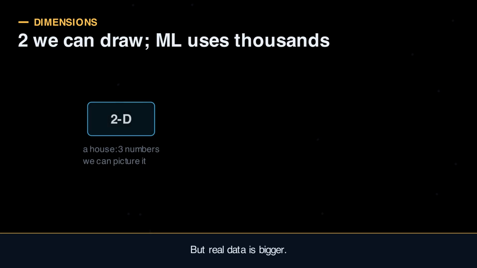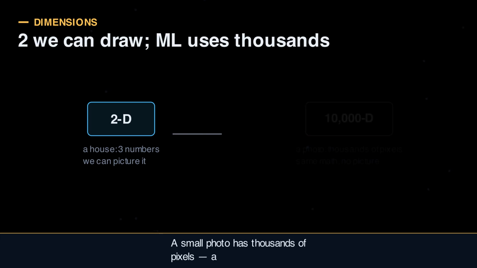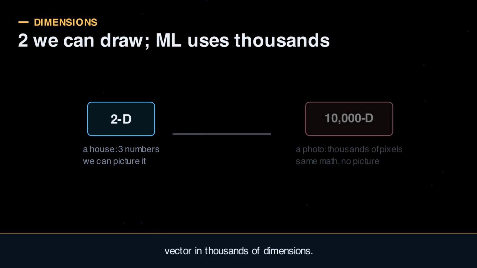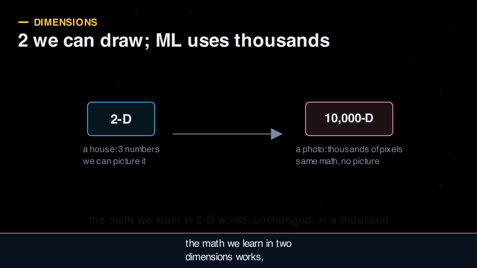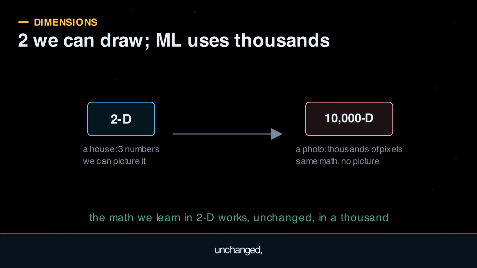But real data is bigger. A small photo has thousands of pixels, a vector in thousands of dimensions. We cannot picture that, and that is fine. The beautiful thing is, the math we learn in 2 dimensions works unchanged in 1,000. The pictures are just our guide.